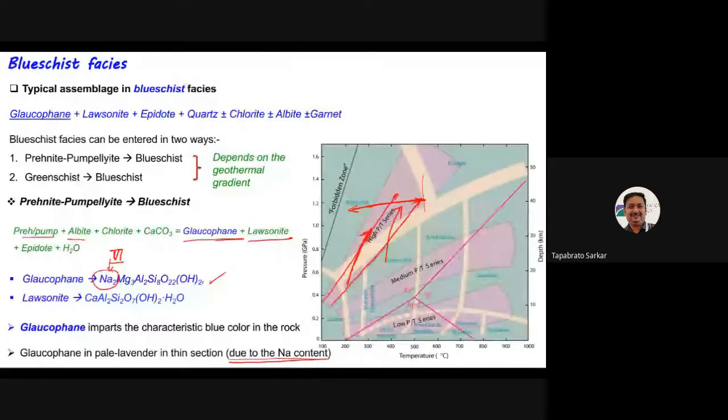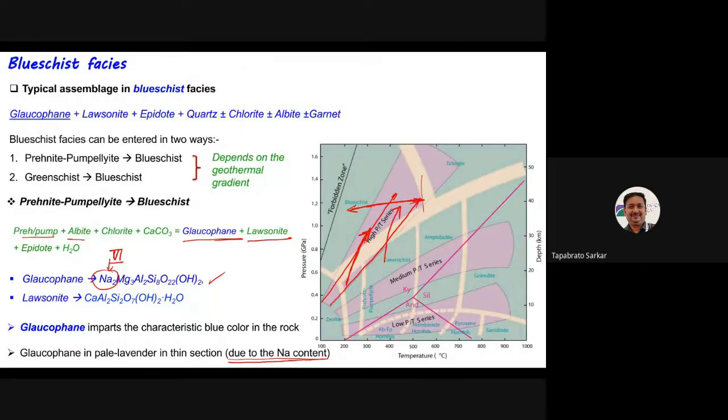Again, blue schist and blue schist facies are different. Blue schist facies refers to a range of pressure temperature conditions. This pressure temperature condition can come in any bulk composition, but if it is a mafic bulk, then the rock which forms is also called a blue schist.